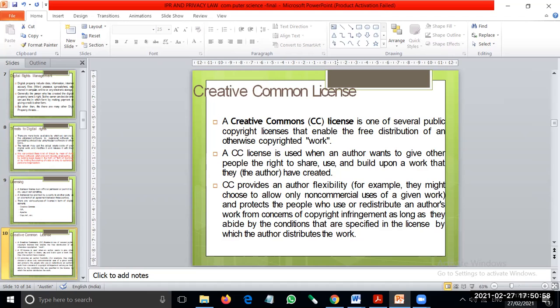Copyrights provide authors flexibility. For example, they might allow non-commercial uses of a given work. कभी कोई commercial use नहीं हो तो उसके बारे में अगर discuss करना तो वो कर सकते हैं. So that also plays an important role.